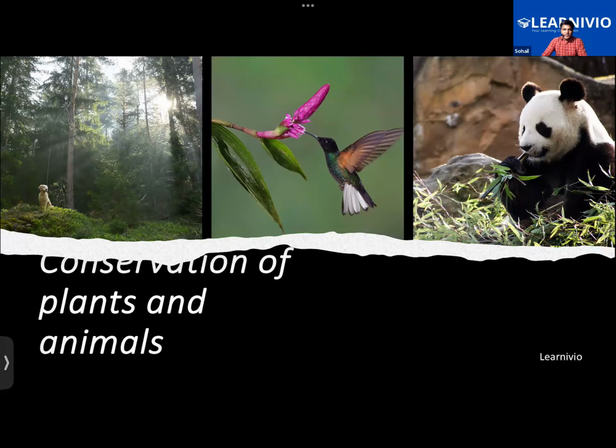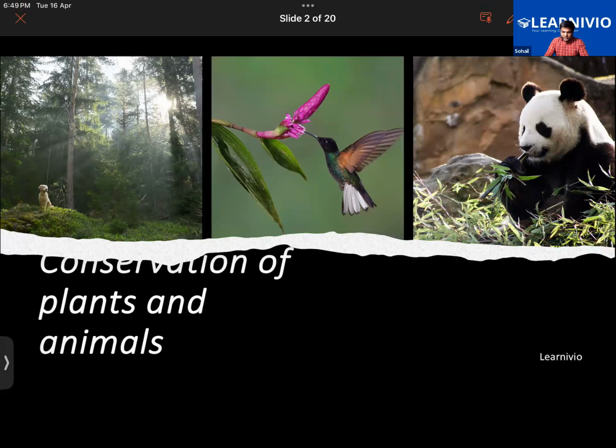Getting it, guys? What I'm trying to say is that by looking at the severity of the problem, how much damage we have caused to planet Earth, it becomes essential that we study conservation of plants and animals. So in the chapter, let me give you an overview of what we are going to be discussing. We'll be talking about deforestation.